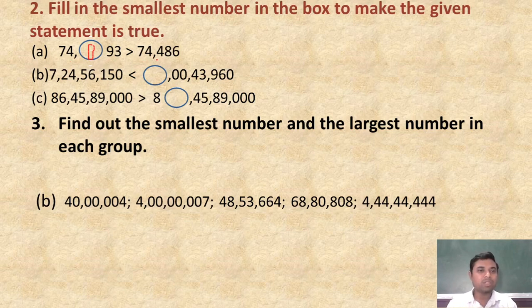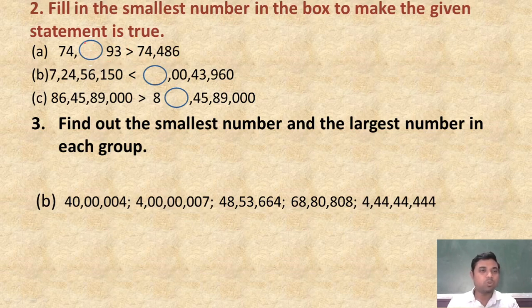Just see here, if you put 0, what will be the number? 74,093. Here 74,486. That means this is greater but this number less. That means you cannot put 0. I repeat it again. If you put here 0, the number becomes smaller, but you have to put a number so that it will be greater. So if you put 1, that means 193. It is not possible because here 486.